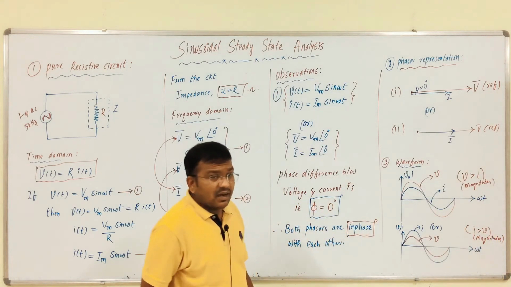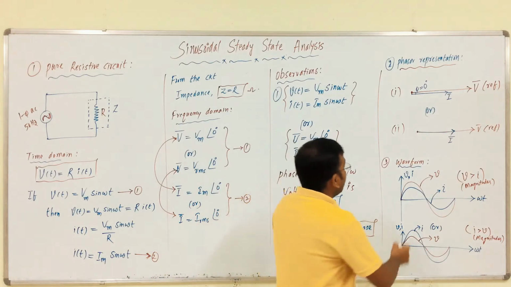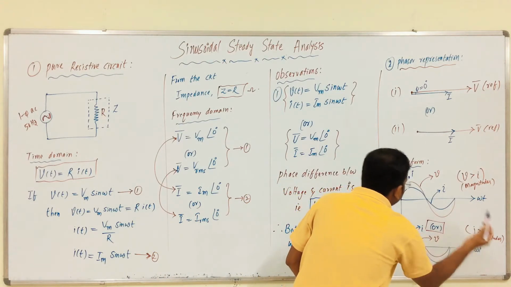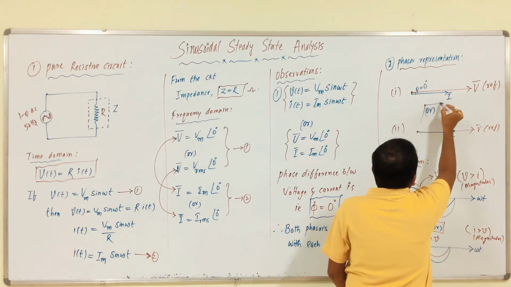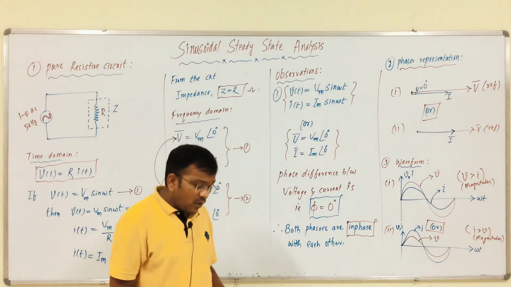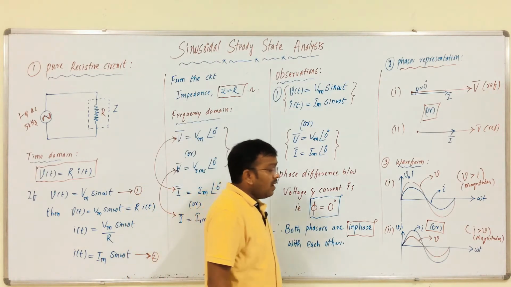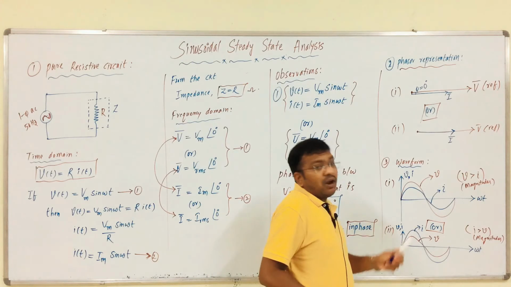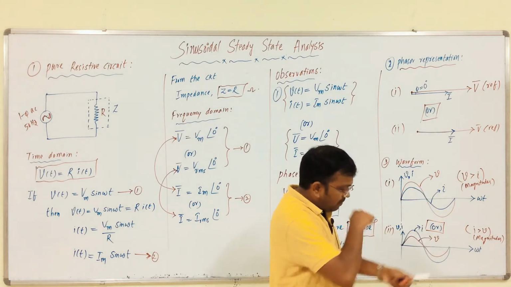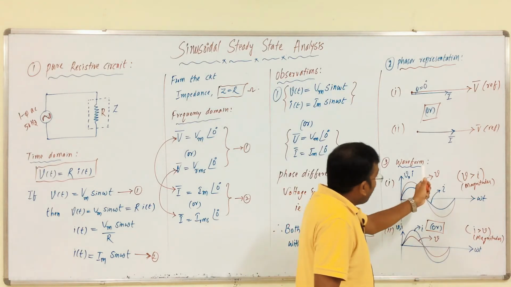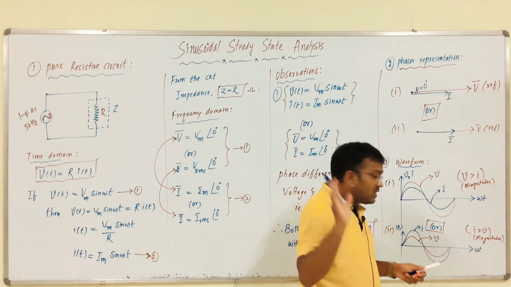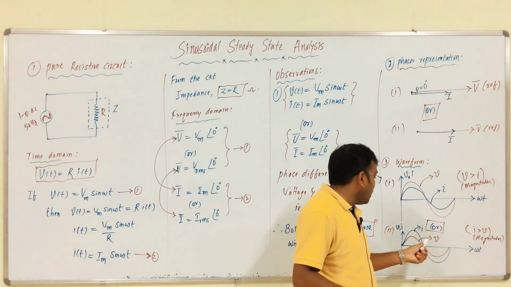Sir, which one is correct? Among these two, which one is correct? Both are correct only. Sir, you said both are correct. Then, on what basis you have drawn this? For example, if you consider case 1, you are considering V more than I. Or if you consider case 2, on what basis you have drawn I more than V?